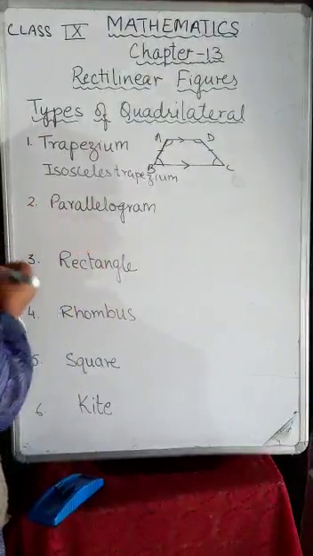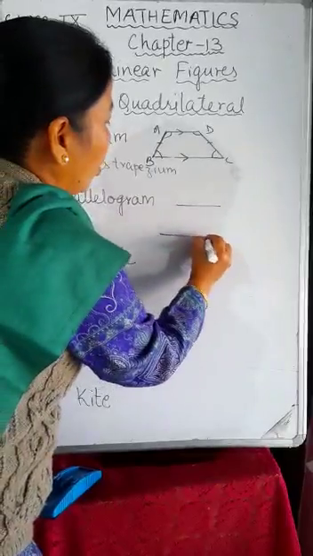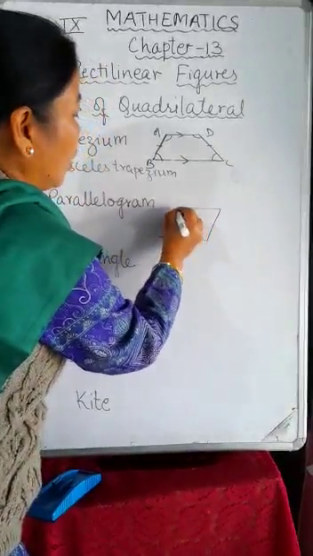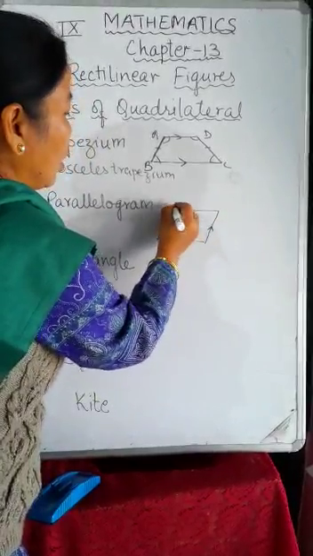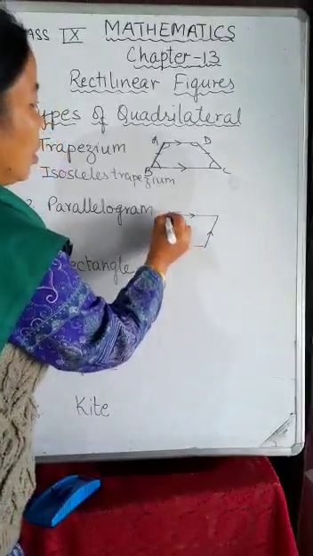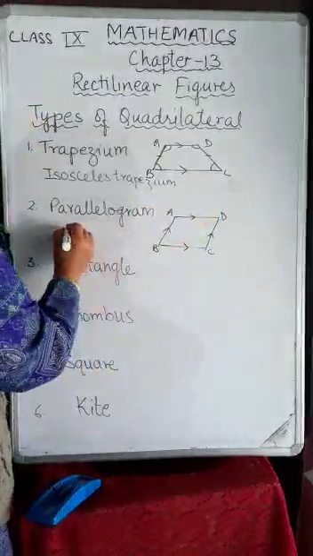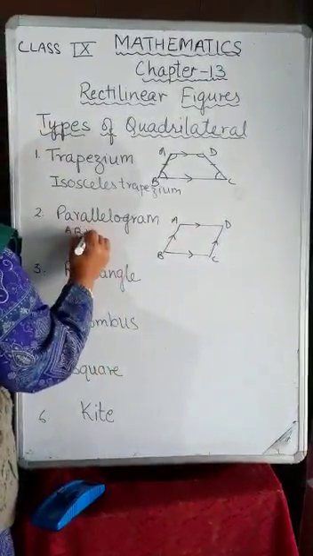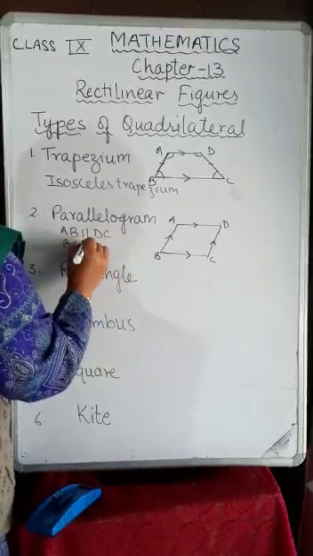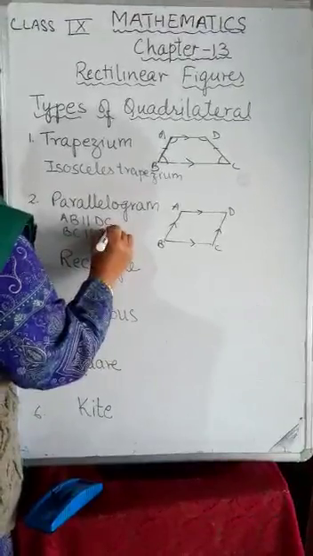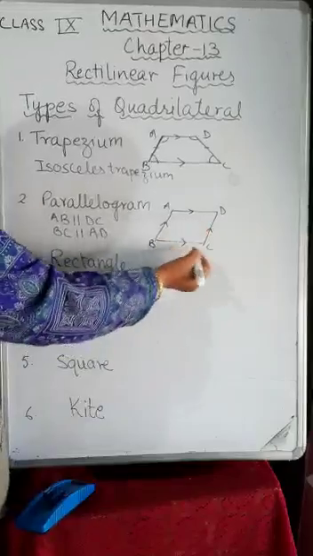Now the second kind of quadrilateral is parallelogram. In a parallelogram, the opposite sides are parallel to each other, this line is parallel to this and this line is parallel to this. A, B, C, D is here, where AB is parallel to DC and BC is parallel to AD, and they are equal in length also, like AB equals DC and AD equals BC.